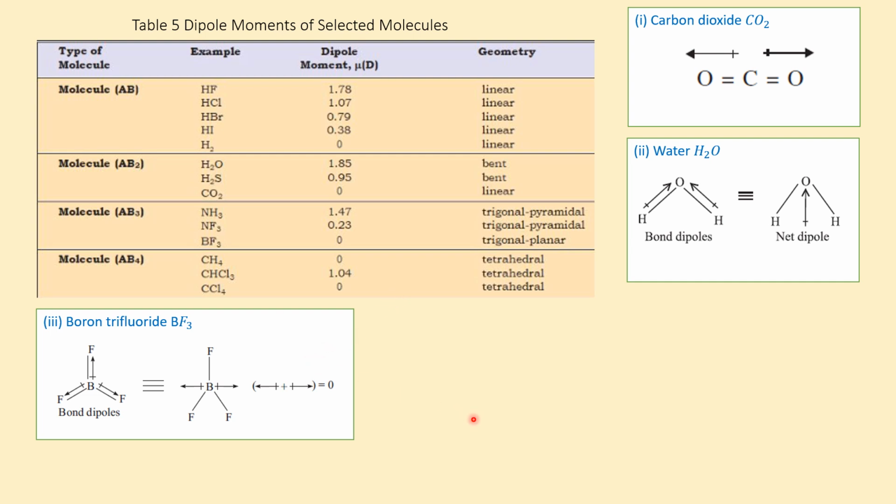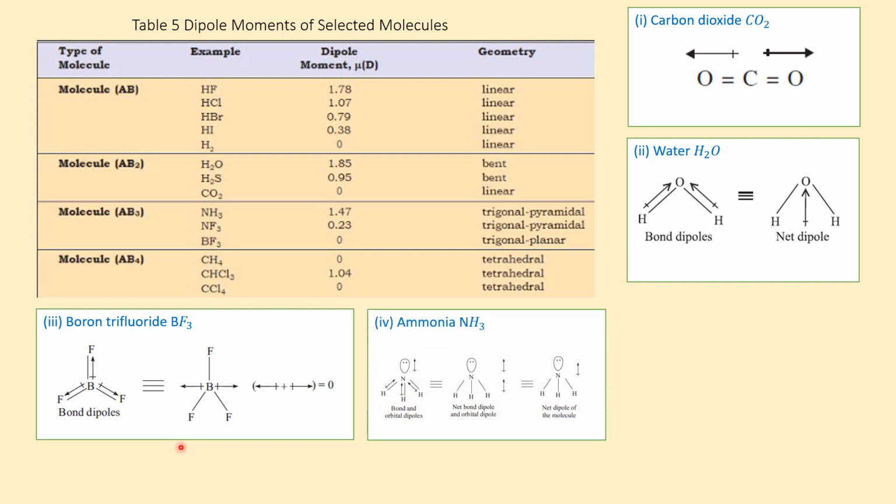In respect of boron trifluoride, that is BF3, the net dipole moment is 0 due to its symmetrical planar structure as shown in the Lewis dot structure diagram on the screen, although the bonds between B and F are polar. Please note down these diagrams.